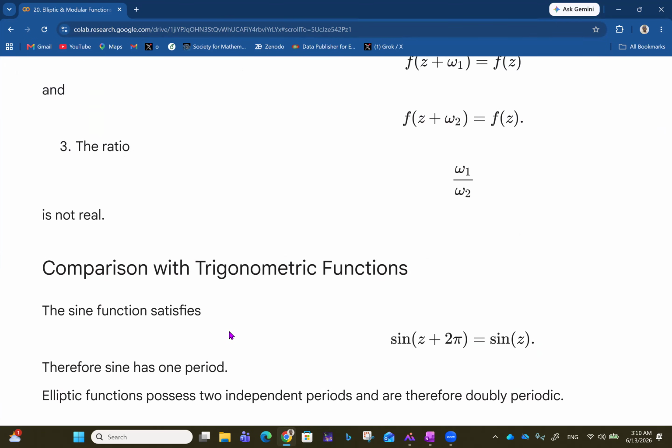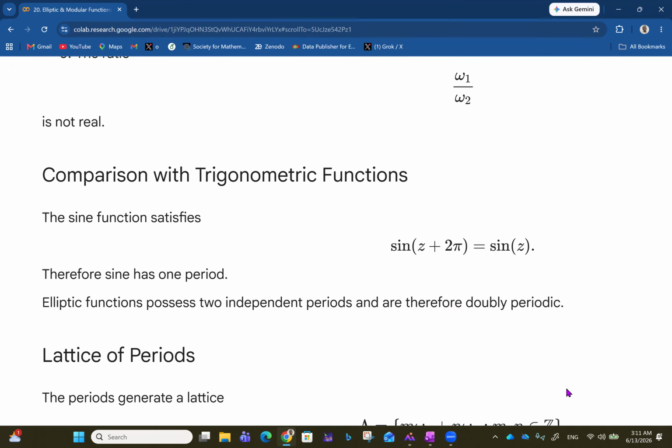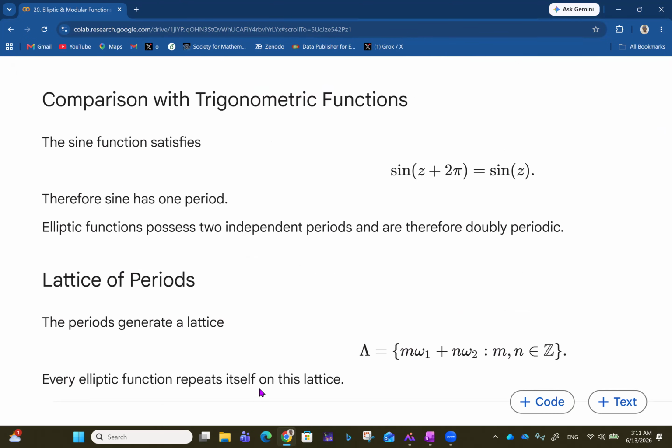Then we have the comparison with trigonometric functions. The sine function satisfies that sine of z plus 2 pi is sine z, therefore sine has one period. Elliptic functions possess two independent periods and are therefore doubly periodic. So the periods generate a lattice where you have alpha equals m omega 1 plus n omega 2, such that m and n are integers. Every elliptic function repeats itself on this lattice.